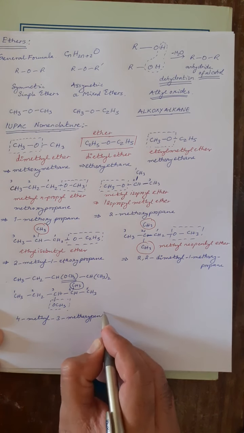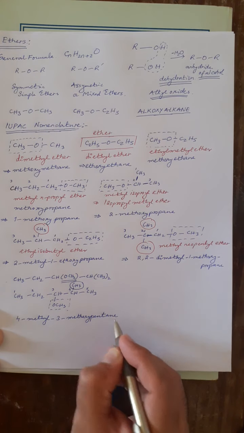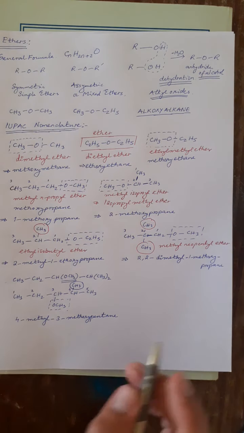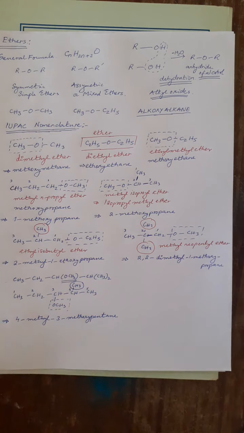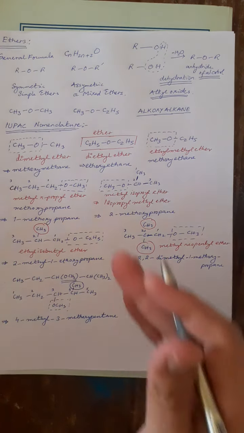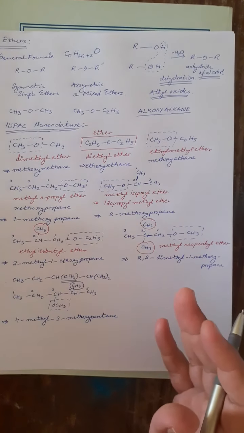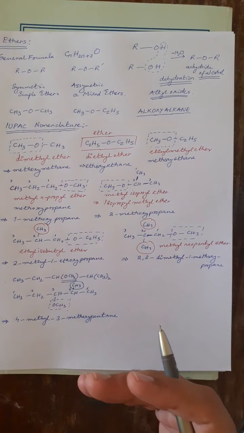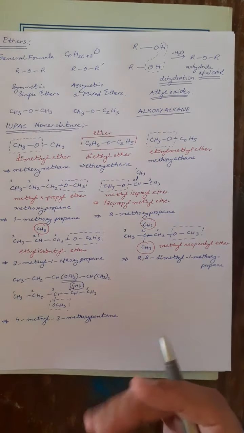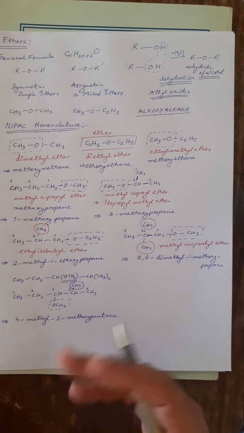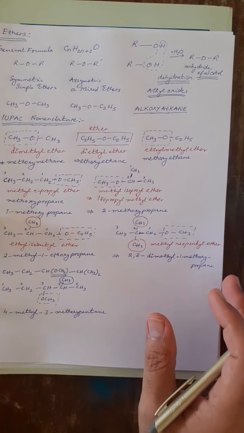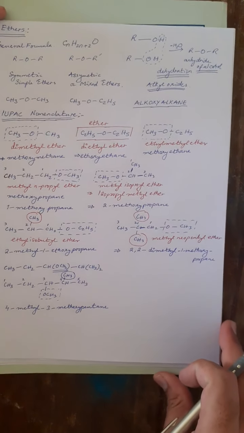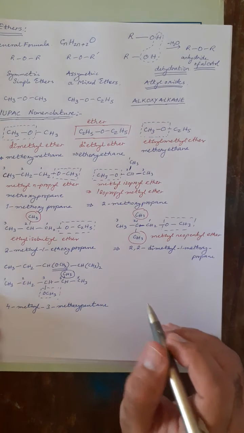3-methoxypentane. No space. Hope you get it. The naming is just like the alkanes, because alkanes are the basis for the naming. So no matter smaller ethers or bigger ethers, the rules are the same. There's no need to panic, just follow the rules and you are going to end up with a very good name. It's not going to bother you at all.